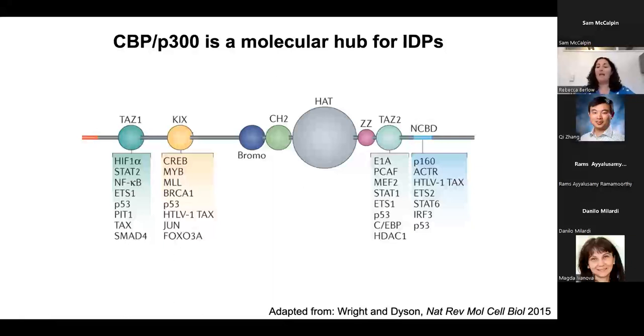And so a question we had when I started my work in Peter Wright and Jane Dyson's lab is simply, how do all of these different proteins compete for binding of a single folded domain of CBP? And so the work I'll be talking about today has focused on the TAZ1 domain of CBP, and specifically on this first protein on the list, which is the transcription factor HIF1 alpha.